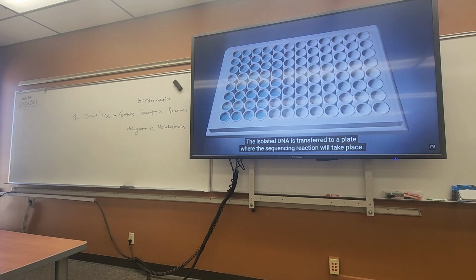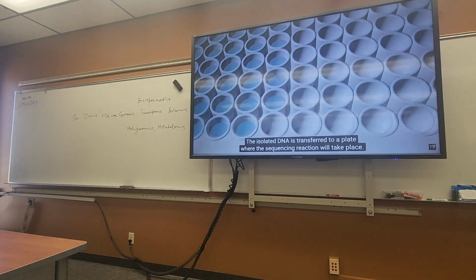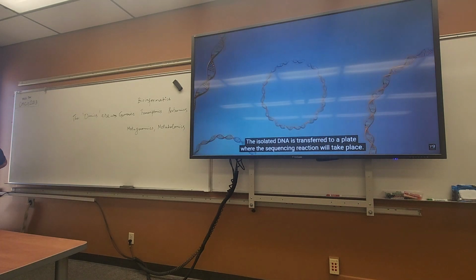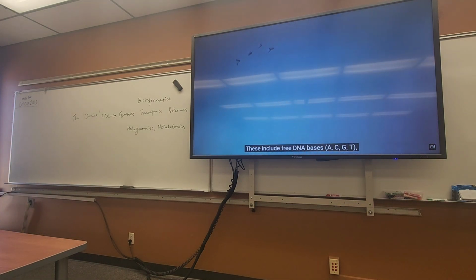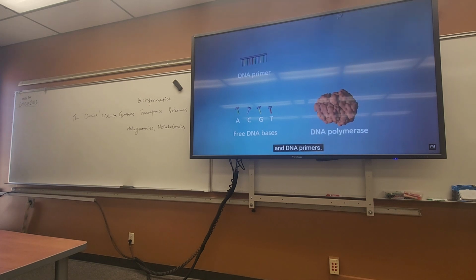The isolated DNA is transferred to a plate where the sequencing reaction will take place. A mixture of ingredients is added. These include free DNA bases A, C, G, T, DNA polymerase enzyme, and DNA primers. Modified DNA bases labeled with colored, fluorescent tags are also added. These are called terminator bases.